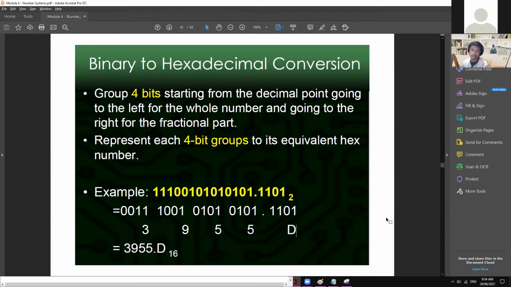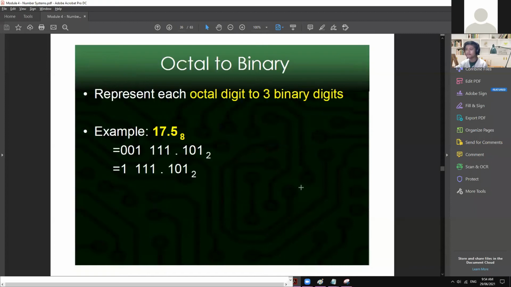So again, just give me a thumbs up if everything is clear, and then just ask a question right away if you're quite confused. Okay, great. So dumadami na ang nakakakuha. So very good. Next one, we also have octal to binary.